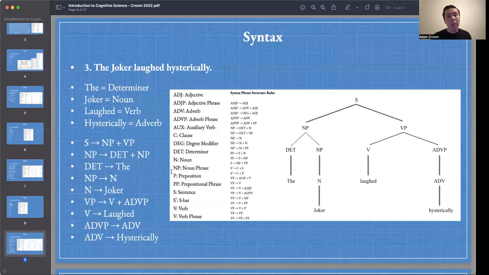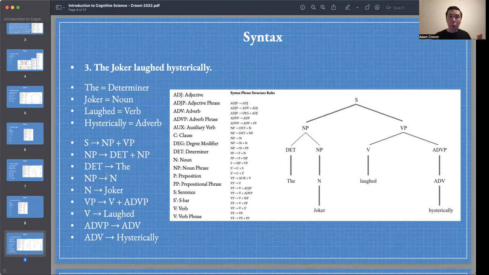So we know that the is a determiner, Joker is a noun, and laughed is a verb. We saw that from the last example. The thing that I wanted to add here for this example was hysterically, and we see that that is an adverb. It qualifies or modifies the verb; it goes with laughed. Like, what kind of laugh? A hysterical laugh. So we provide a label for each of these.